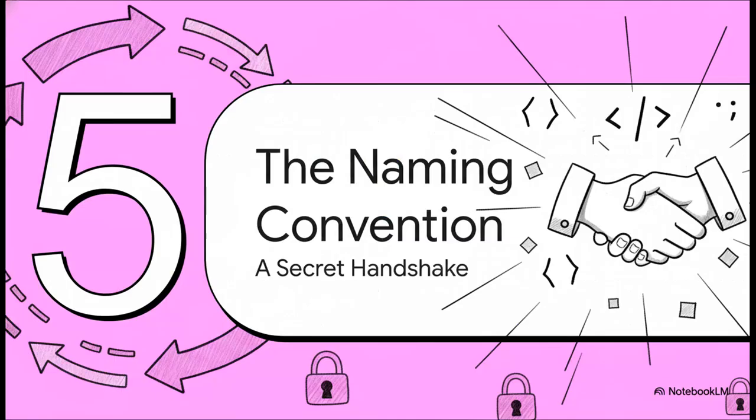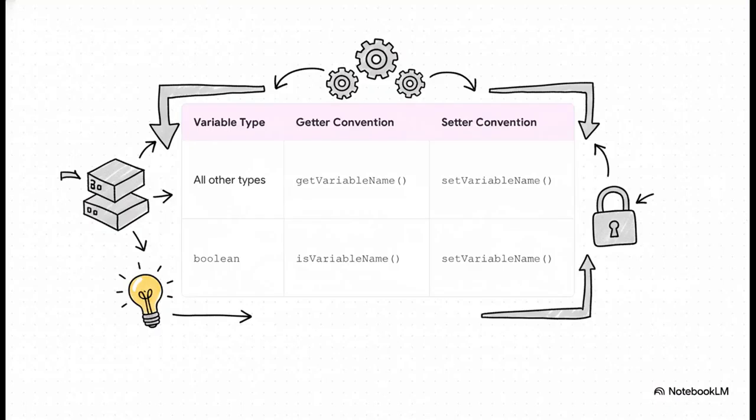Pretty neat, right? Now, for this whole system to work well, especially on big projects with lots of developers, programmers follow a standard naming convention. You can think of it like a professional protocol or a kind of secret handshake that everybody on the team understands. And the convention is beautifully simple. For most variables, the methods are just named get or set, followed by the variable's name, written in what we call camel case. The only little twist is for Boolean variables. For those, we typically use is for the getter, because it just reads more naturally.